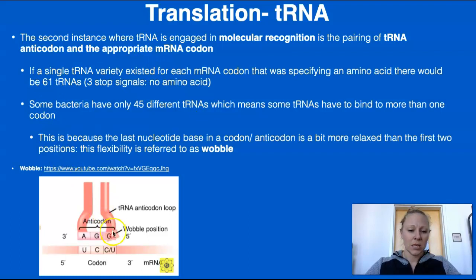What happens is this last nucleotide pair here doesn't have to be exact. Sometimes it is very important that the first two line up correctly, but there's some wiggle room, or wobble room, for the last one. So sometimes G's can pair with C's and sometimes G's can pair with U's. There are some other nuances, but I don't want you to worry too much about it. Just know what the wobble effect is, and that it allows for fewer tRNA molecules to exist than there are codons.